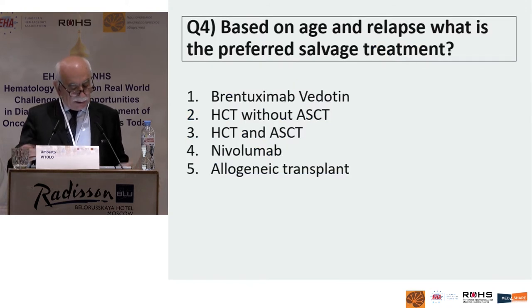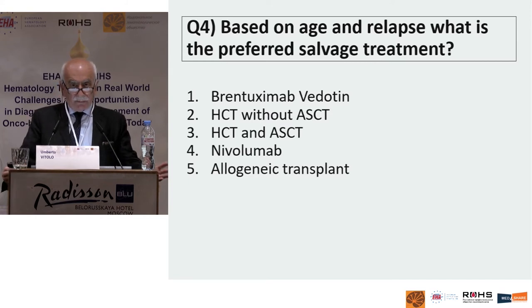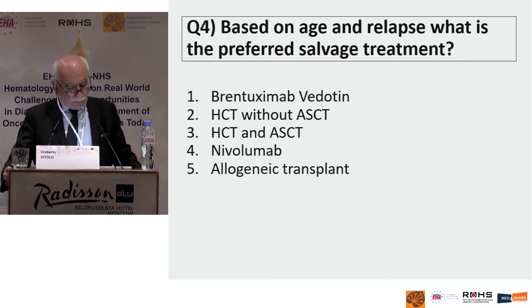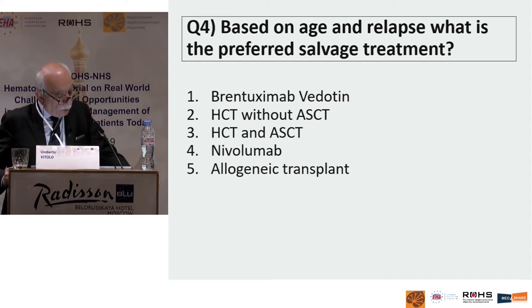So the fourth question now: we have, of course, to plan a salvage treatment for this young lady, and we have different options. The first one, brentuximab vedotin, just now, or just high-dose chemotherapy, whatever you want, without consolidation with transplantation. The third one, high-dose chemotherapy and autologous stem cell transplant, or checkpoint inhibitors, nivolumab or pembro, or allogeneic transplant. Again, give your opinion, your choice, please.